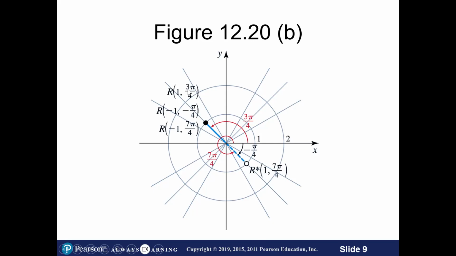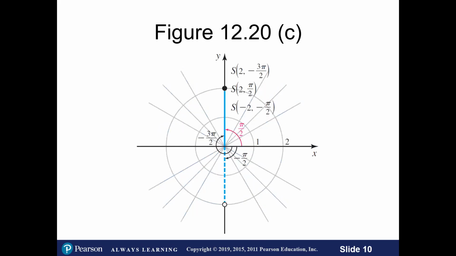So add pi radians to this (1, 3 pi over 4) point. That's going to give you (1, 7 pi over 4). That's not the same point, but it's the reflection about the origin. So it would fall on a straight line through the origin.